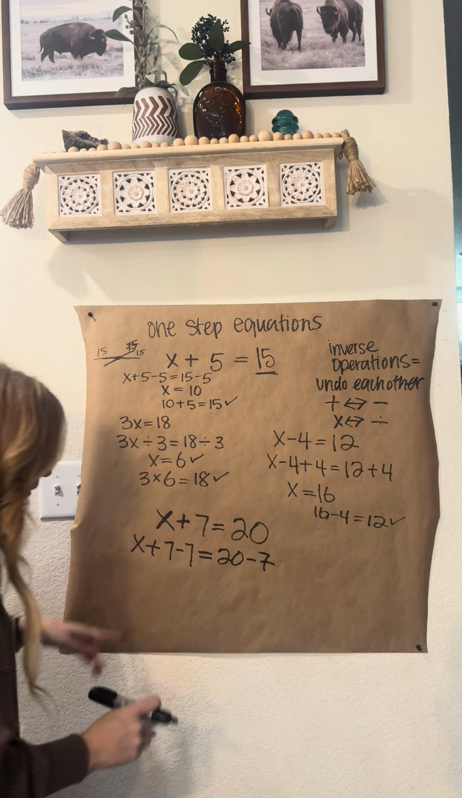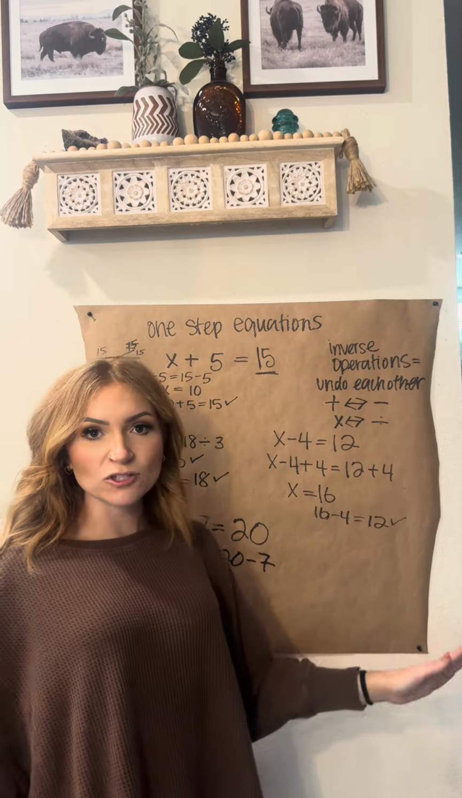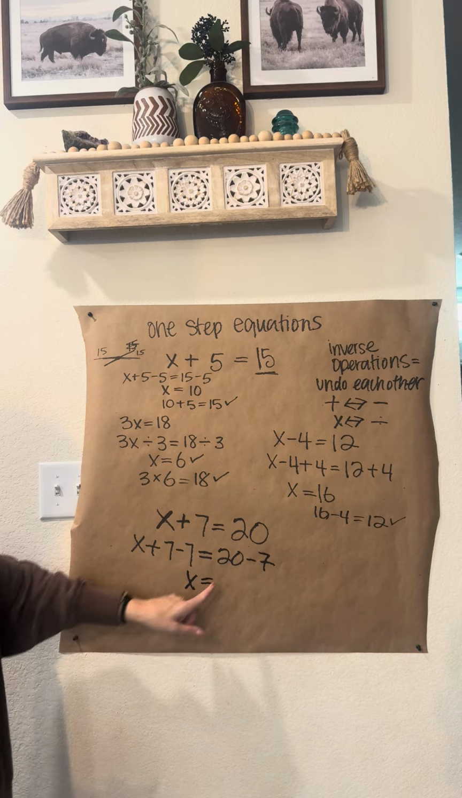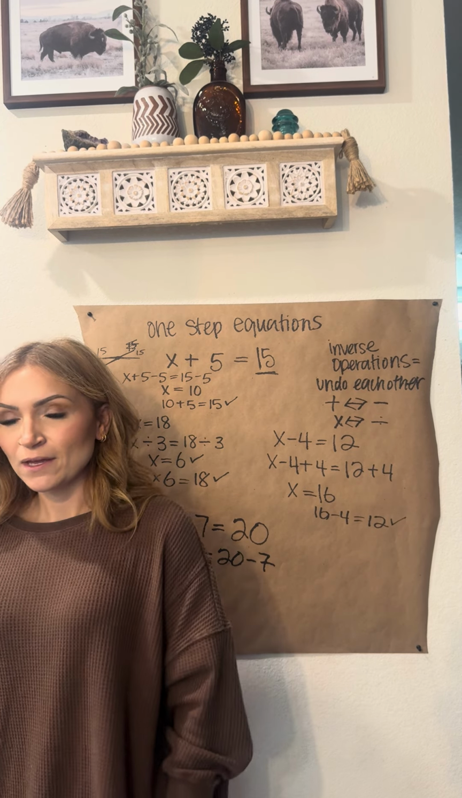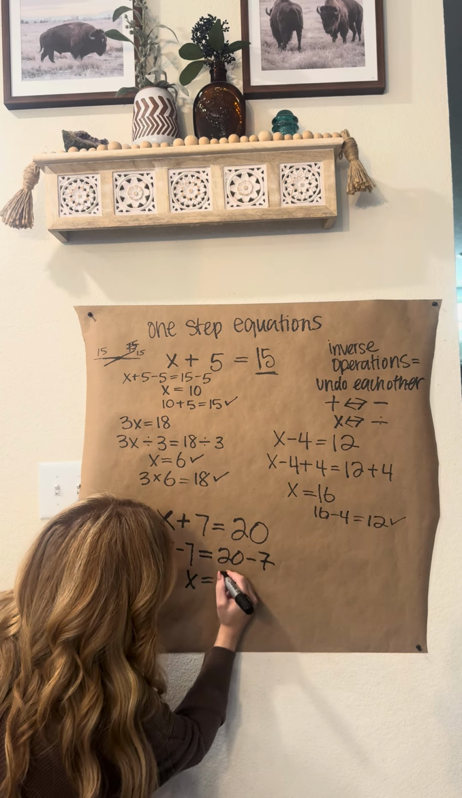Ignore that, okay? So over here, inverse operations, they've undone each other. We only have x, right? Then we have 20 minus 7. What's that gonna be, guys? It's gonna be 13, right?